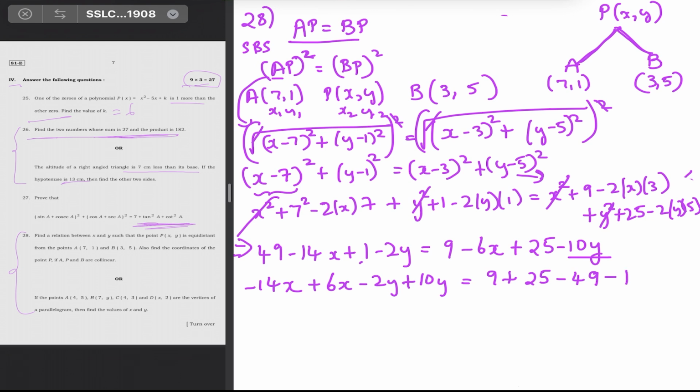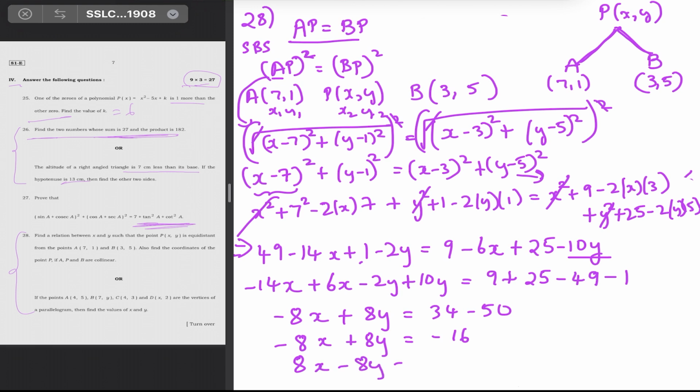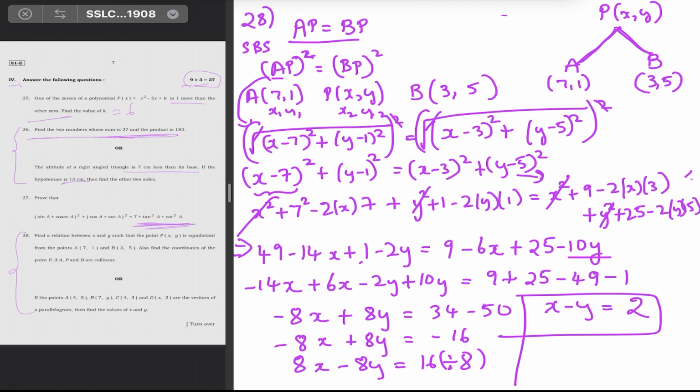On simplifying, minus 14x plus 6x is minus 8x, plus 8y is equal to 25 plus 9 is 34, 34 minus 50, is minus 16. Multiplying the whole equation by minus sign, we get 8x minus 8y is equal to 16. Dividing by 8, we get x minus y is equal to 2. Hence, this is the relation between x and y. So, we are done with the first part of the question.